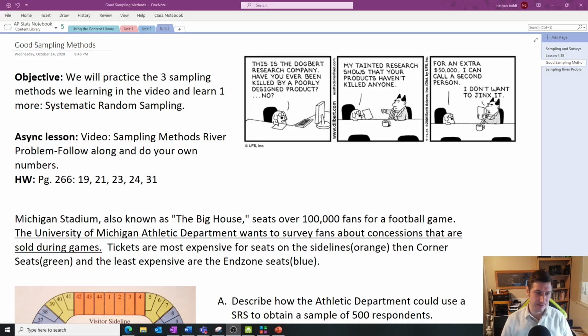Different ways, all right? So you can see in a scenario the many different ways to take a sample and hopefully make a judgment on which one is best, which one is worst, depending on what you need.